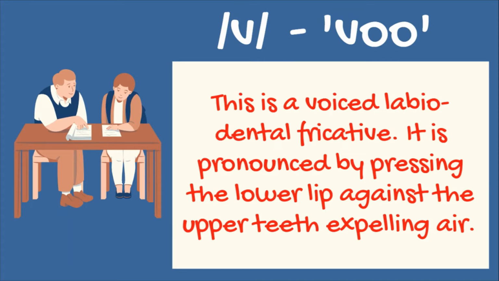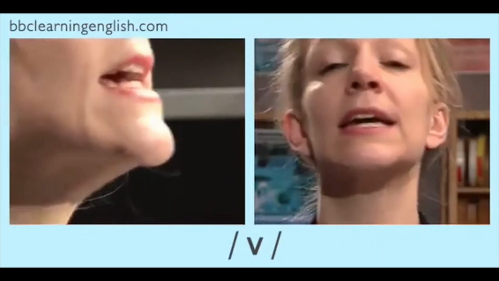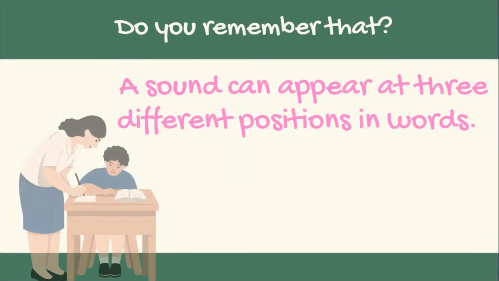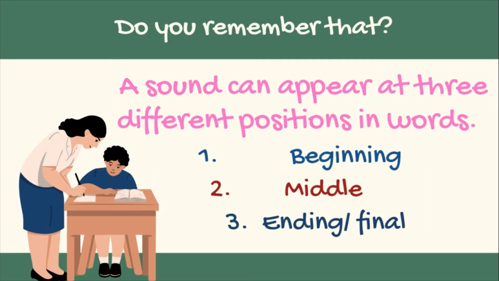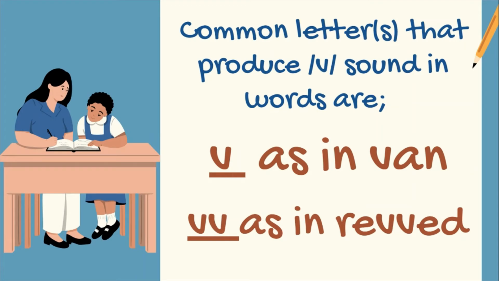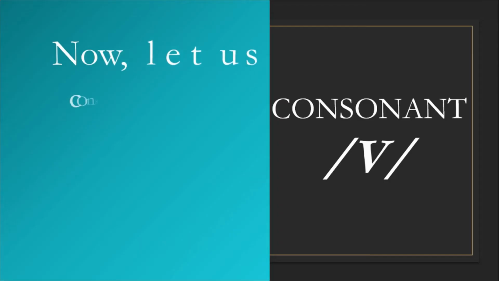Let's learn how to pronounce this sound. Watch my lip and my top teeth. Now you try. Do not forget also that this sound can appear either at the beginning, middle, or at the end of a word. And the common letters that produce v in words include V. The letter V can produce the v sound, as in van. The letters VV can also produce v, as in words like rev.